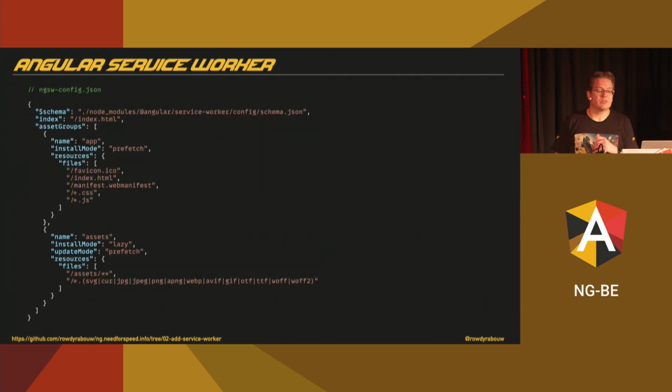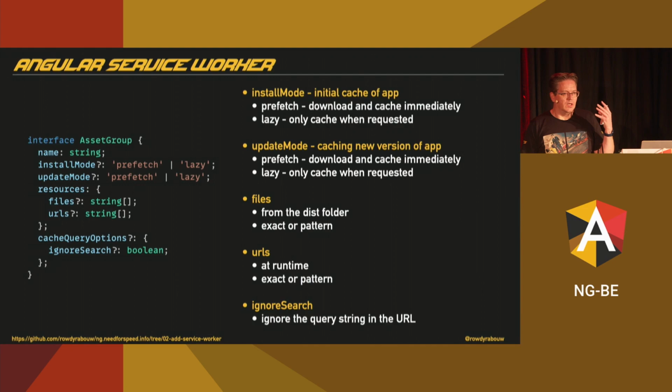This is the most interesting part. This is your config file. You can see you have asset groups with resources, and let's dive a little bit deeper in this. An asset group defines the resources you want to cache.